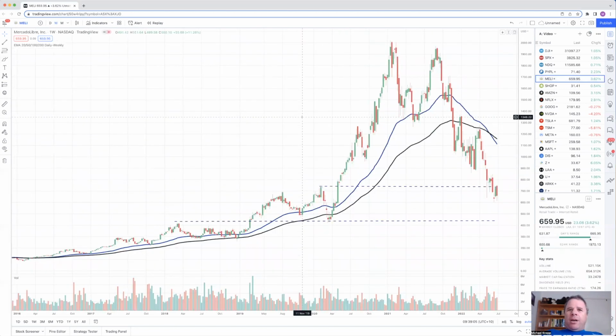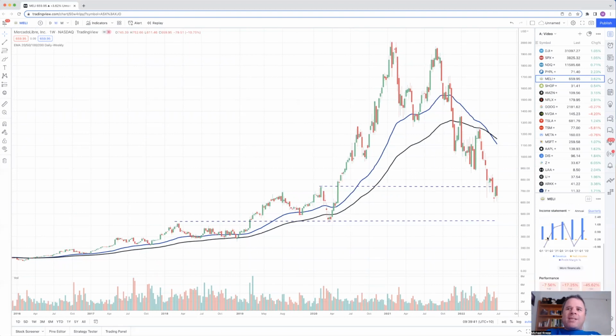MercadoLibre, this is a company I've been focusing on. So fairly similar to Amazon, but in the Latin American markets. So it's mostly Brazil, if I remember correctly. And we have seen MercadoLibre fall from $2000 to current share price of $659. It has fallen just below the pre-COVID-19 highs, but still is above the COVID-19 lows, which is just around $440. When you look at the valuation, market cap of $33 billion, rising revenue again.